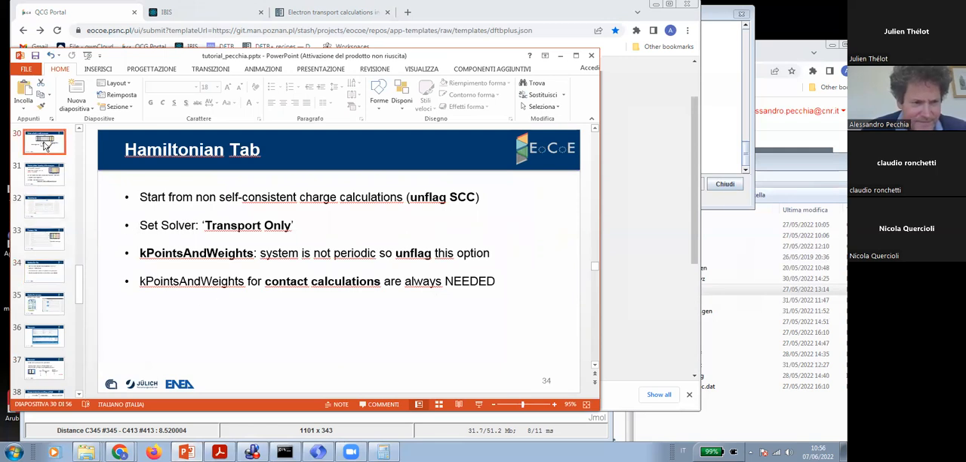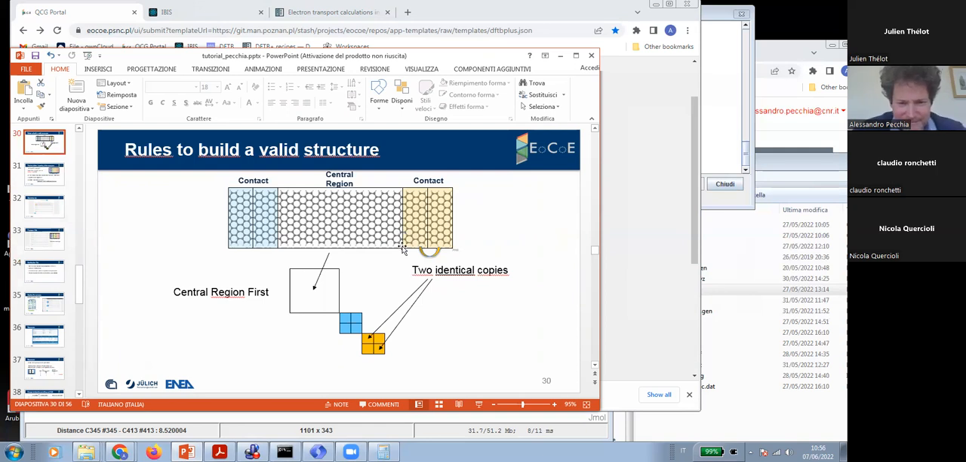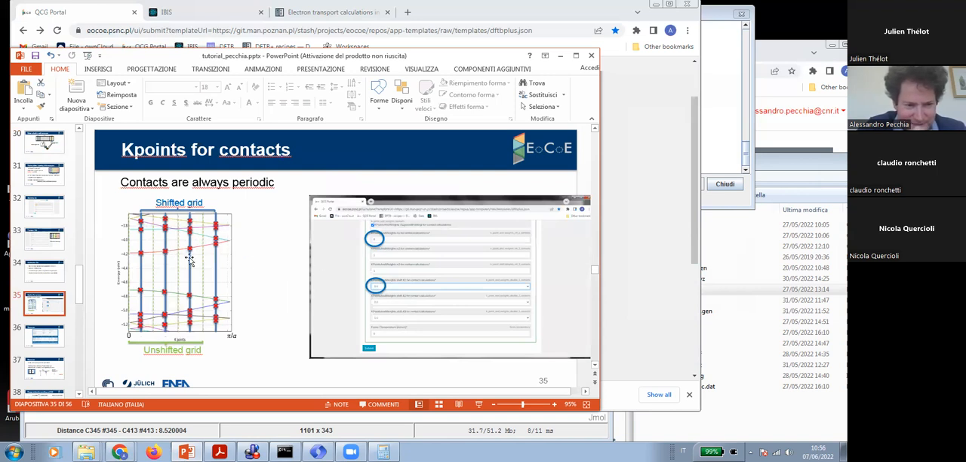And what the code does is to take, after our specification, these two layers for the contact and build a bulk, really an infinite system. Why is this needed? Because we need the isolated contact Hamiltonian. So we need a pre-calculation that is run automatically via this interface. If you use, let's say, the standard DFTB code, you need to pre-calculate the contacts. And the contacts are periodic, so you need a periodic sampling of the Brillouin zone, these K points.